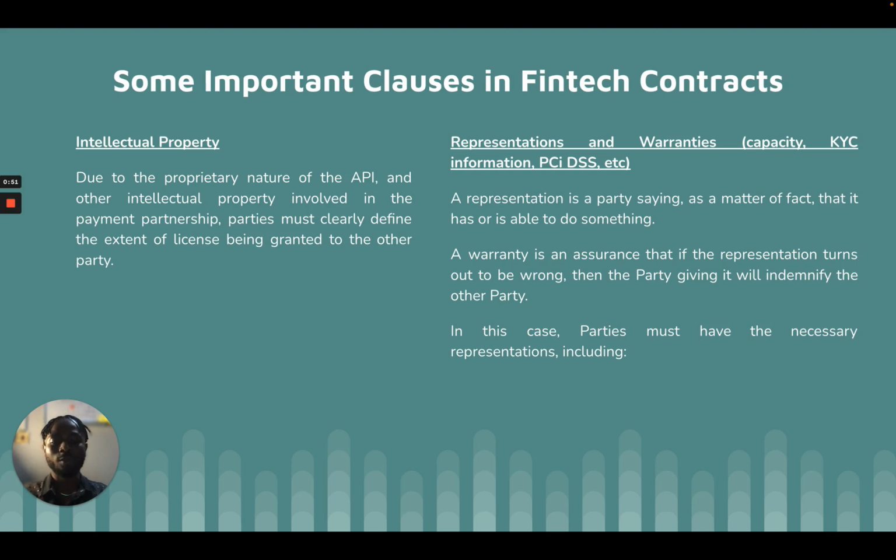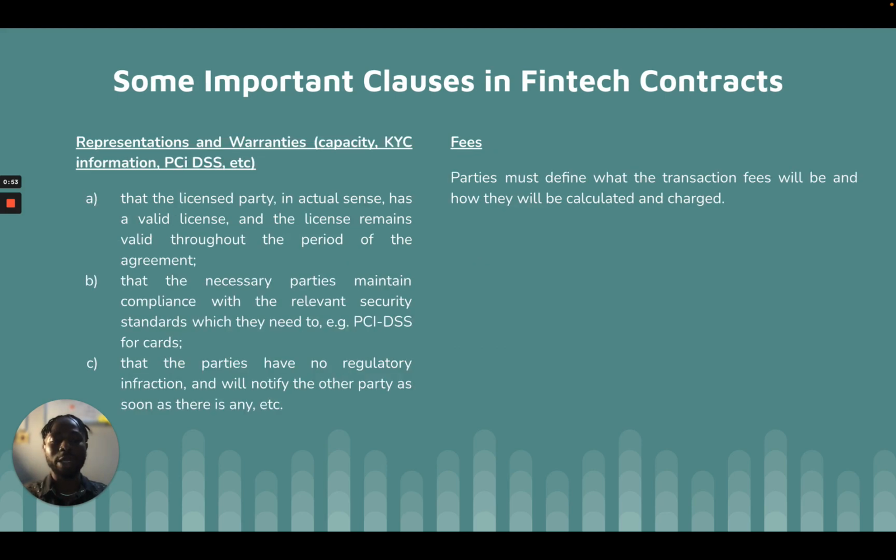Now, what are the necessary representations that you need to have in your fintech contract? The first thing is that the licensed party, and you see the way that this has been intentionally crafted to say the licensed party. That is because not every party is licensed, or you don't have to be both licensed parties before you contract. But that the licensed party, in actual sense, has that license that it claims to have, right?